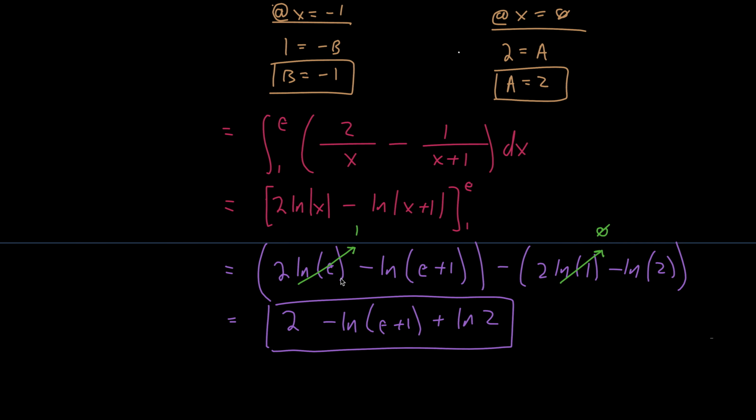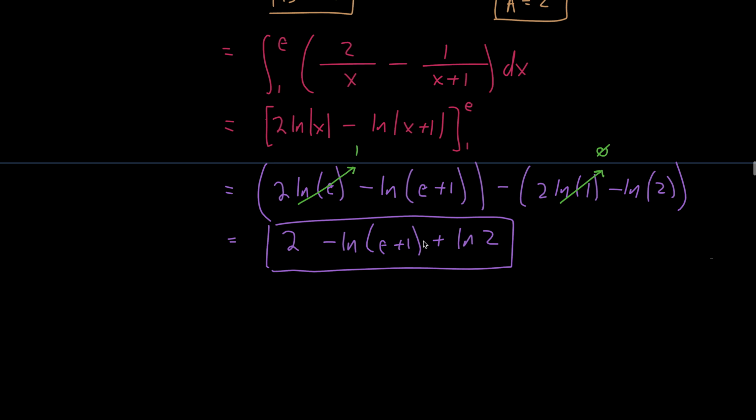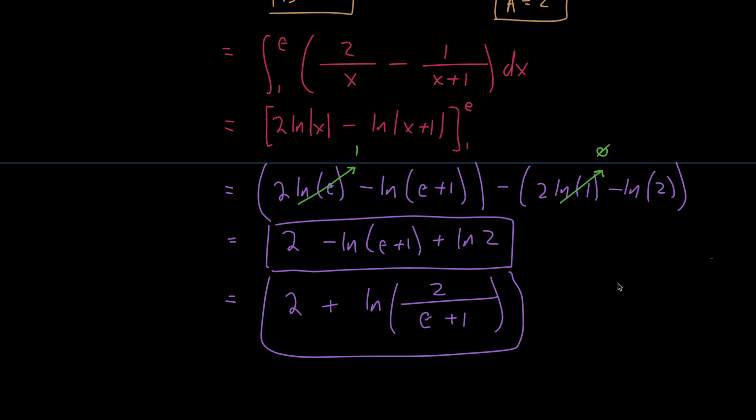Perfect. Note that from here to here, I dropped the absolute values because these terms are all positive. One final step we could also do, if you wanted to, is combine these logs together. Using log properties, we would have 2, plus this minus this. Subtraction of logs turns into division. So I would have 2 plus the natural log of 2 divided by (e + 1). That would also be a possible answer choice for us.